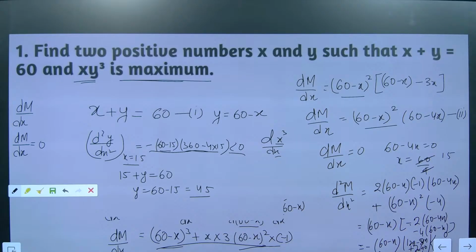Yes, see, if you put 16, beta, it will not come correct. 60, na? 60 will not be taken because of the sum of the two values, 60 and 15. If you are solving for x, two values are coming, correct, na? If you are solving for x, whichever gives the maximum will be taken. Are you understanding? That time, now, you double differentiate, d2m by dy square.